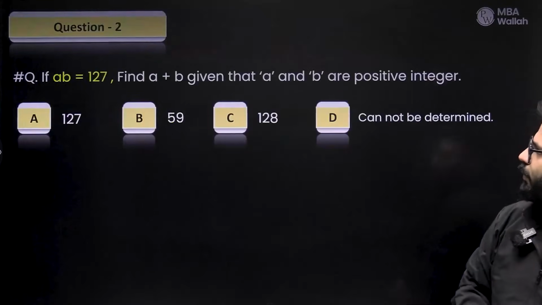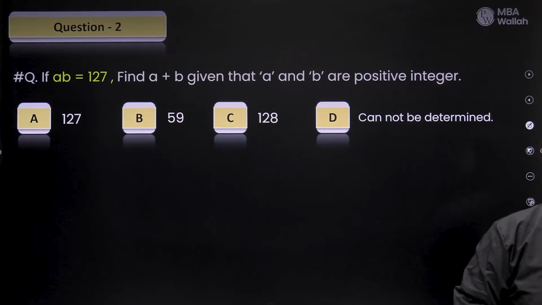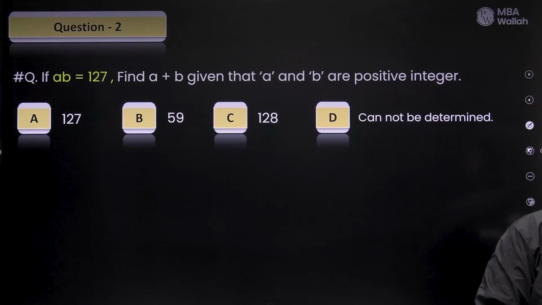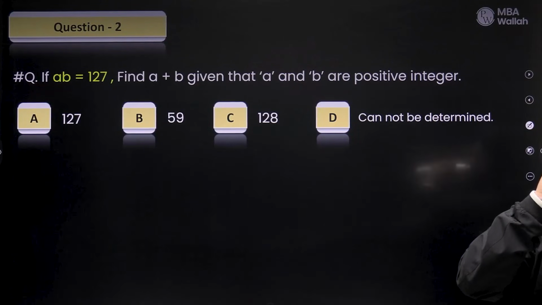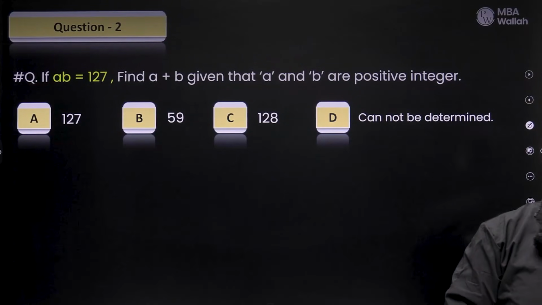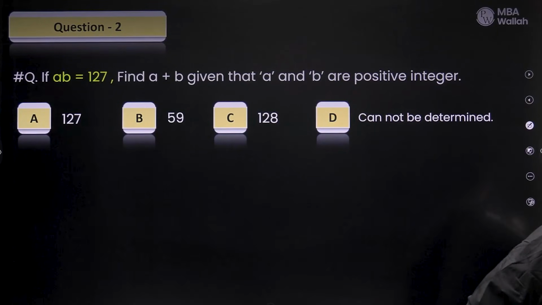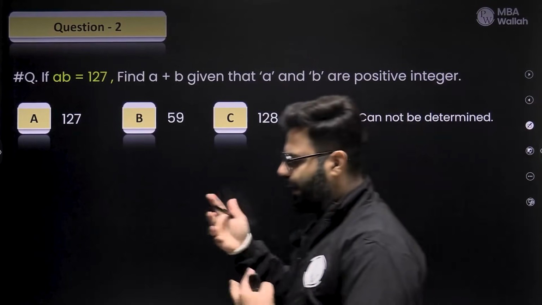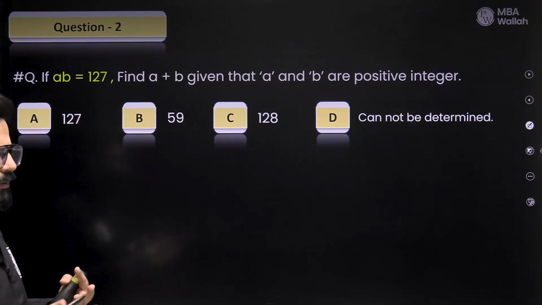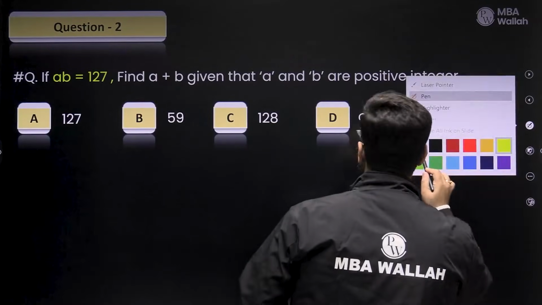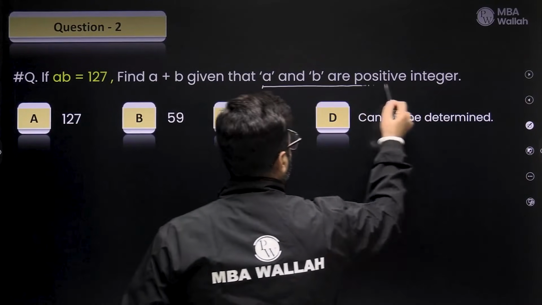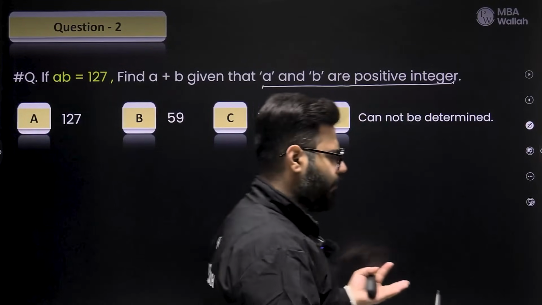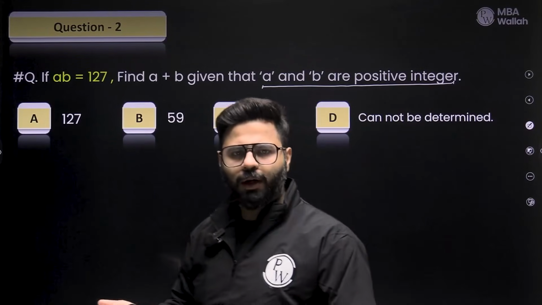Let's have a look at more. Try this question. Similar trap. Pause. Must try before you go ahead. AB is 127. Find A plus B given that A and B are positive integers. Have a look. Again, think, does AB equals 127 have many opportunities? So we know that they are positive integers. Some role is definitely played. 127. Let's think of 127. Is it a prime? Oh dear Lord, yes, it's a prime.